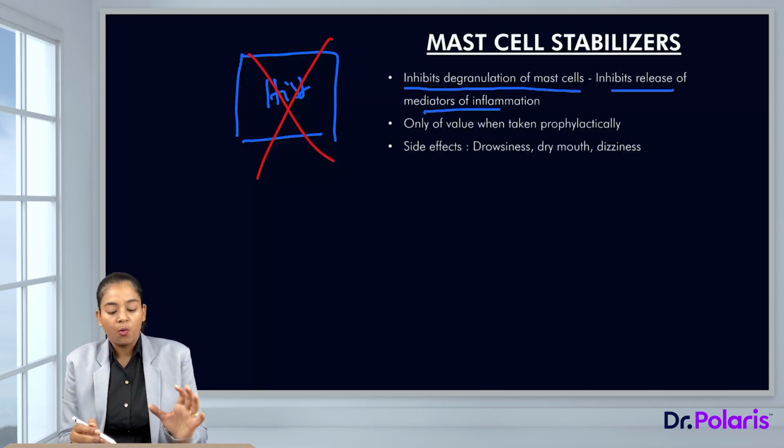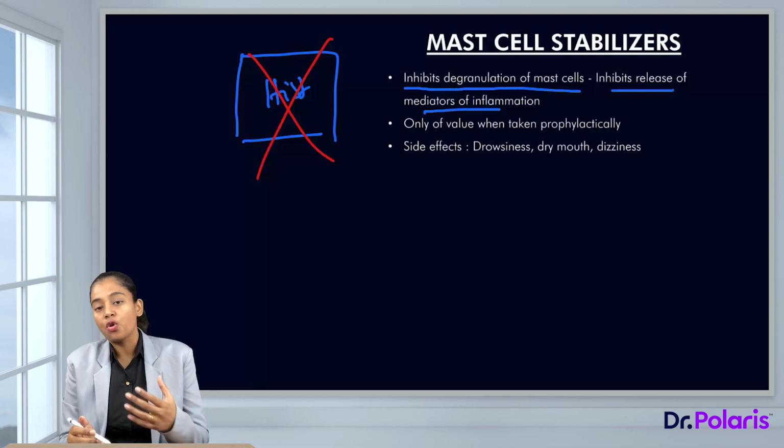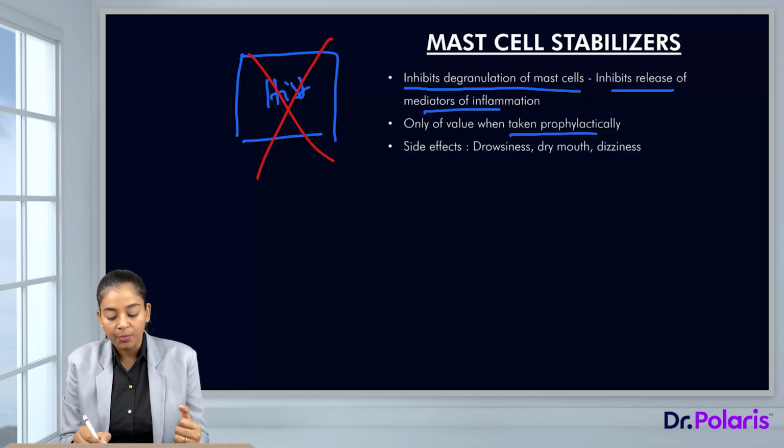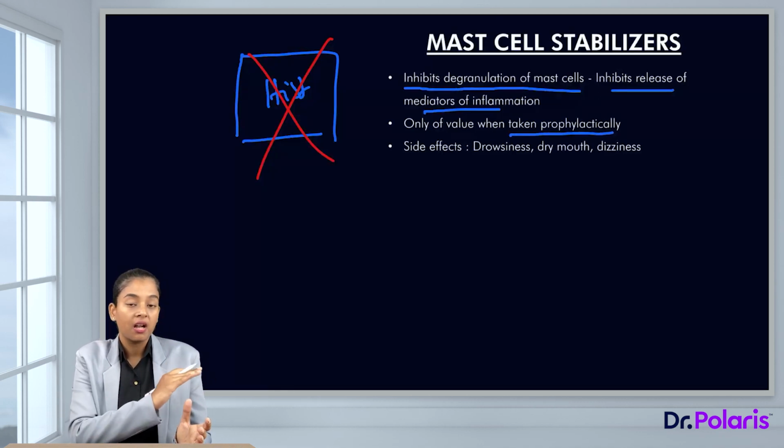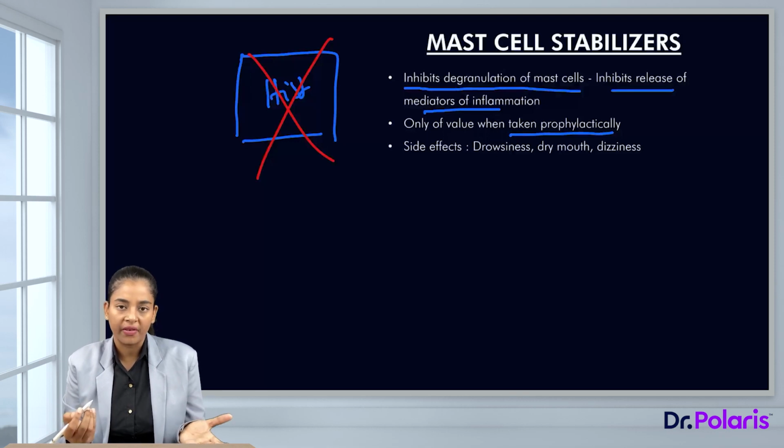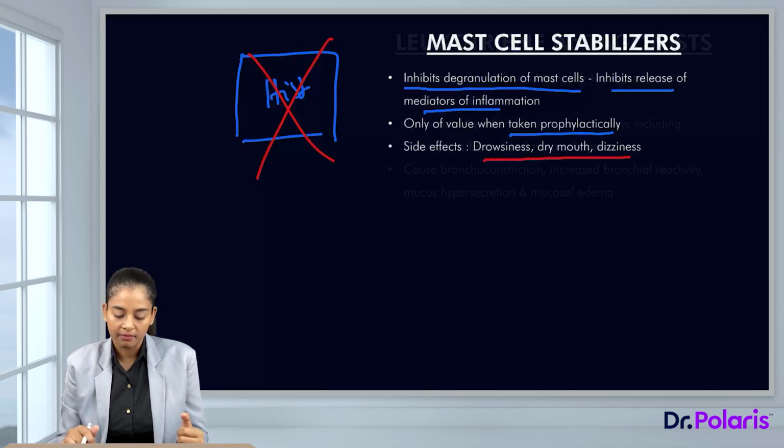But once the mast cell is already opened, there is no point giving this drug. So this has to be given as a prophylactic agent. It's not used as a treatment of an acute asthmatic attack. It has to be given as a prophylaxis, not for an acute attack, because it won't be effective since the inflammation has already started. The side effects include drowsiness, dry mouth and dizziness.